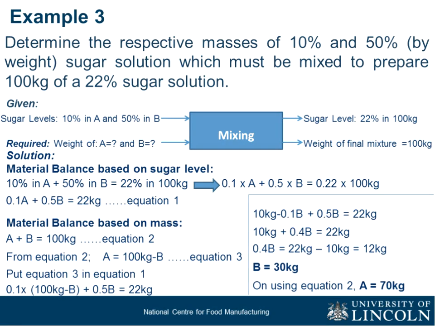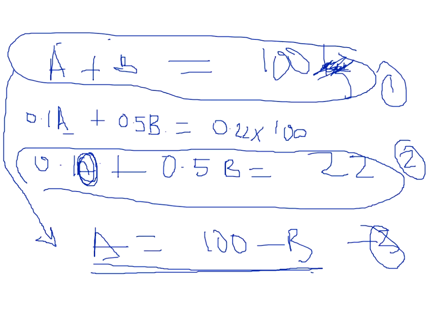Now if you come back here, look at this. This is what I explained in the previous slide. This is equation 3, A equals 100 minus B, and I said put equation 3 in equation 1. My equation 1 now here is this. If you look at my explanation here, it is equation 2 in this place.